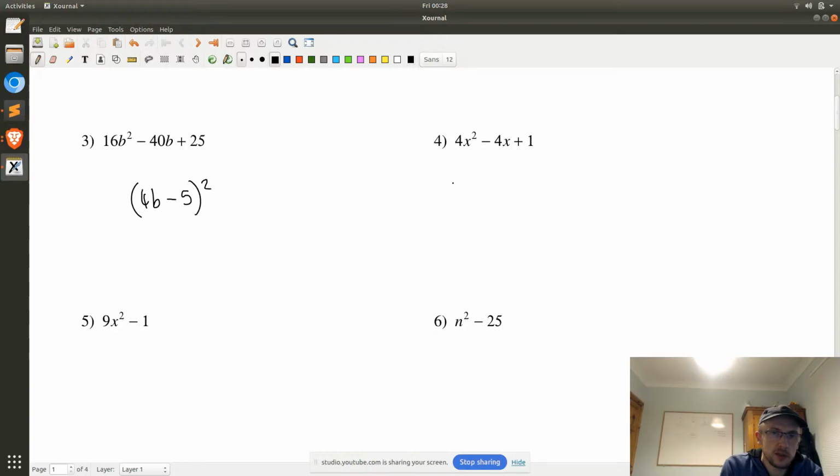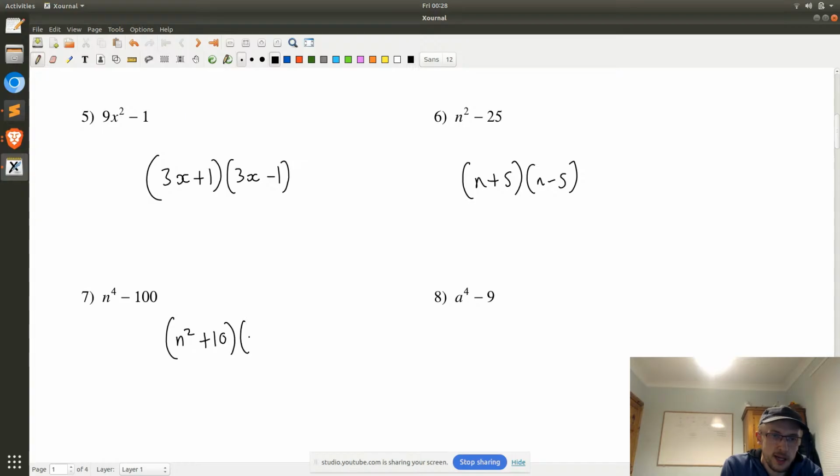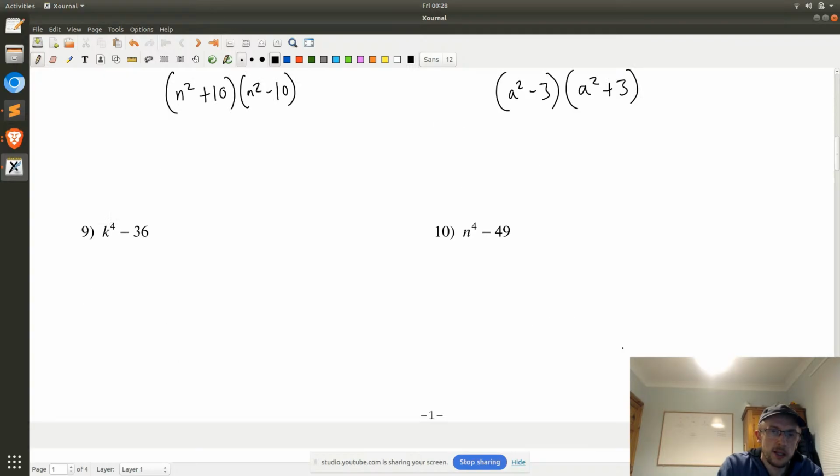4b take 5 squared. 2x minus 1 squared. 3x plus 1 times 3x minus 1. And n plus 5 times n take 5. And n squared plus 10 times n squared take 10. Beautiful. A squared take 3 times a squared plus 3. Love it.